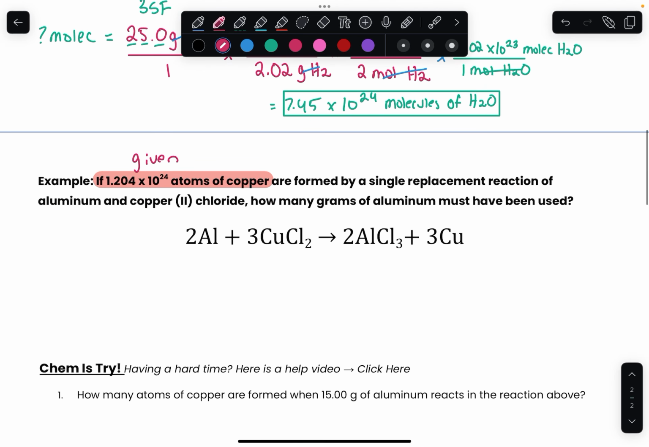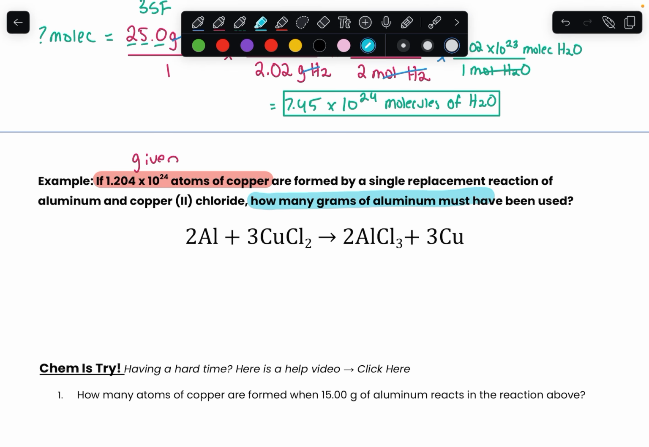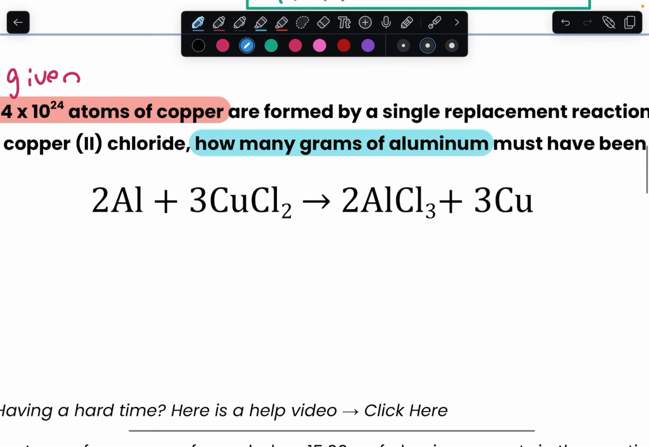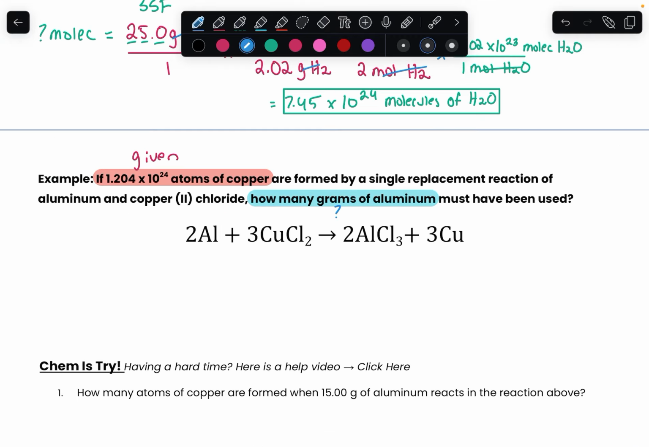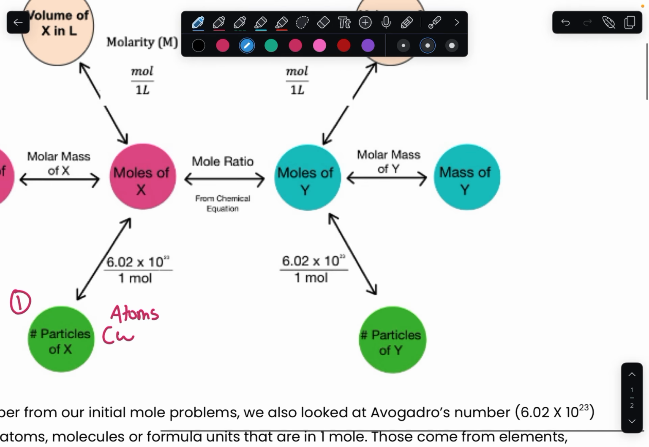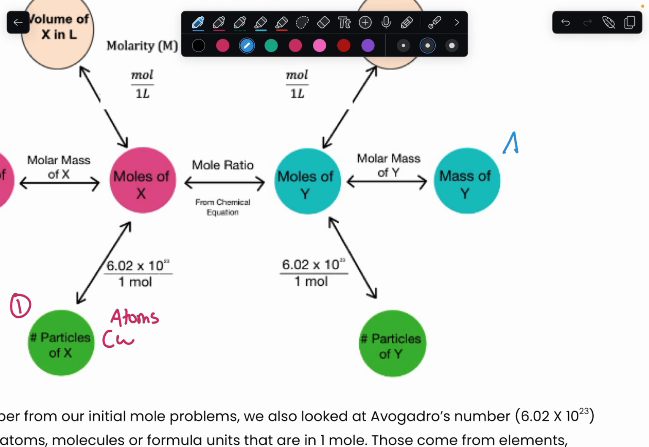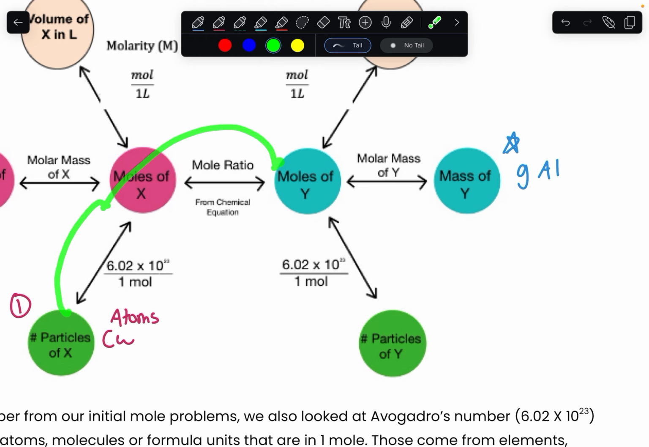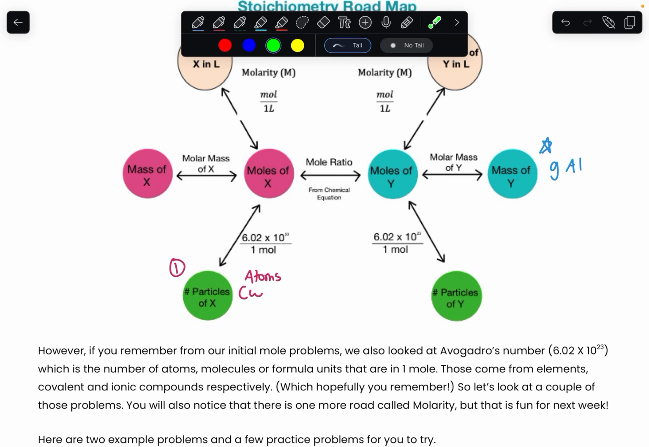Where's the endpoint? It says we're looking for how many grams of aluminum must have been used in this reaction if we added that 1.204 times 10 to the 24th atoms of copper. So our unknown is a mass of aluminum. On the Stoich map, that corresponds to our mass of Y. What's the path we're going to have to take here? Well, it's going to be a 1, 2, 3 fractions after the given that we should see there.